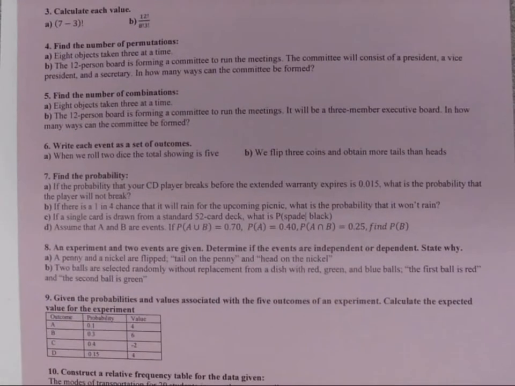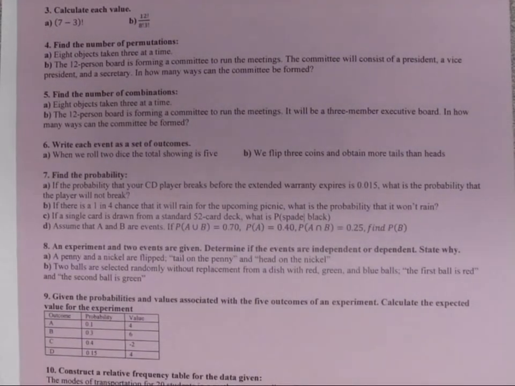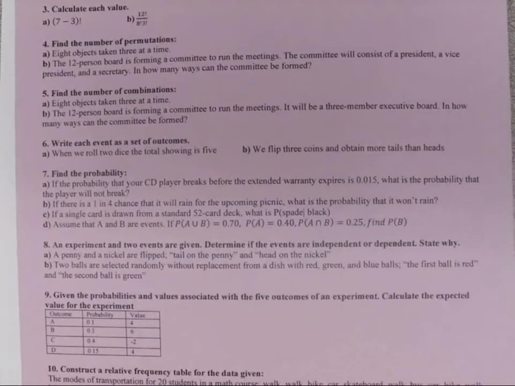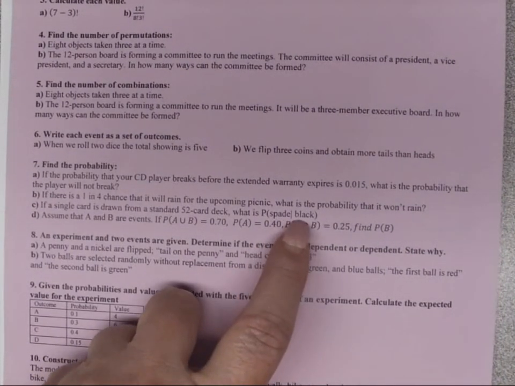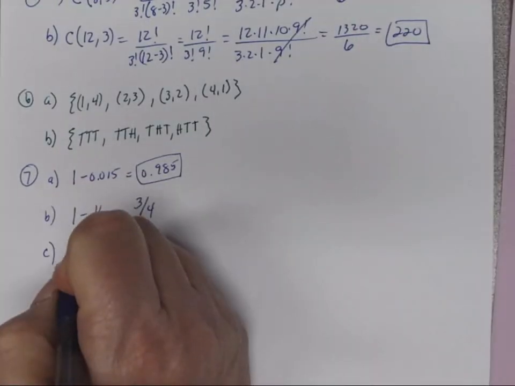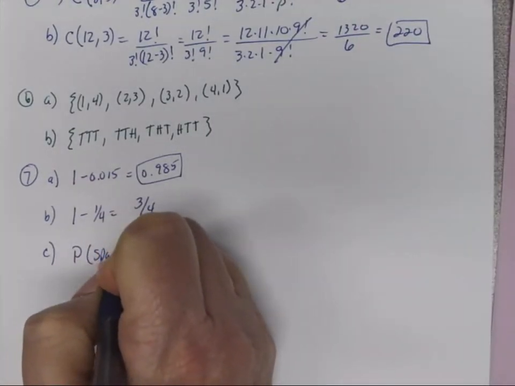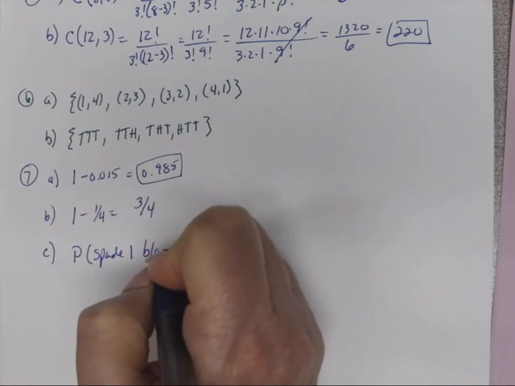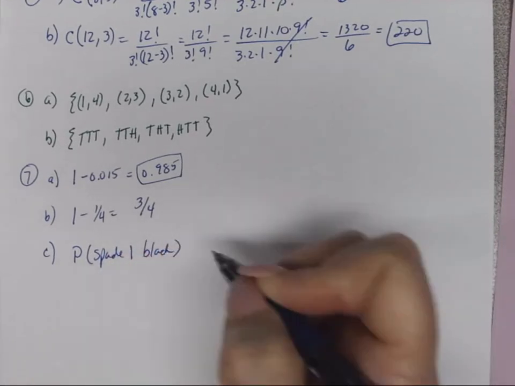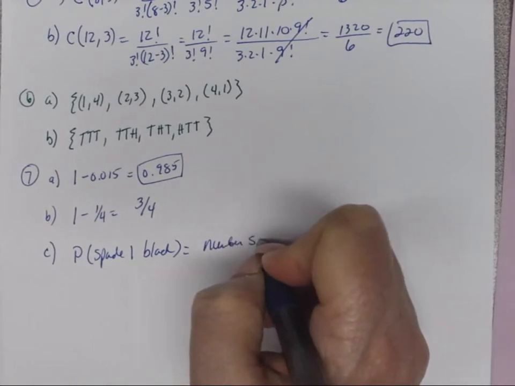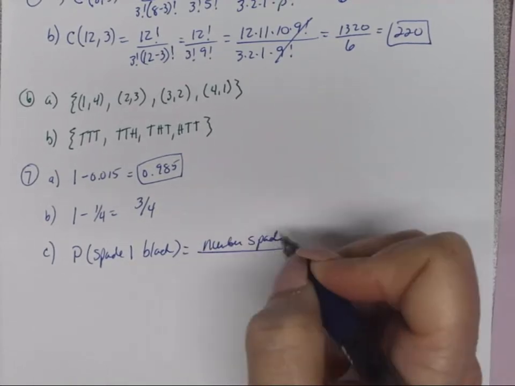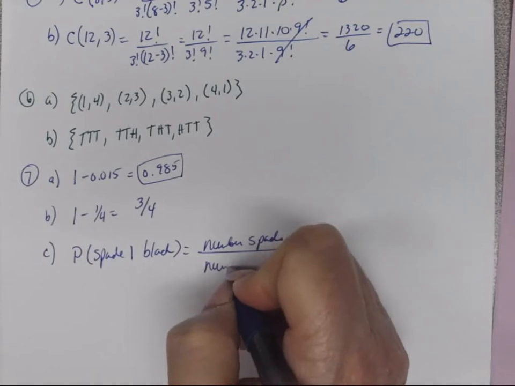All right, if a single card is drawn from a standard deck, what's the probability that you will get a spade given that you drew a black card? So for this, we have the probability of a spade given that we drew a black card, because there's only black and red ones. That means we're going to put the number of spades over the number of black cards.